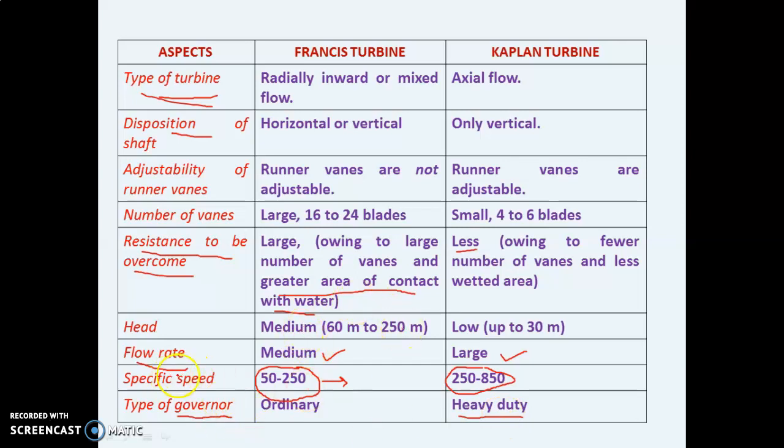In this fifth lecture, in the first part we saw the difference between impulse turbine and reaction turbine. In the second part we saw the difference between Francis turbine and Kaplan turbine. Francis turbine and Kaplan turbine both come under the reaction type of turbine.